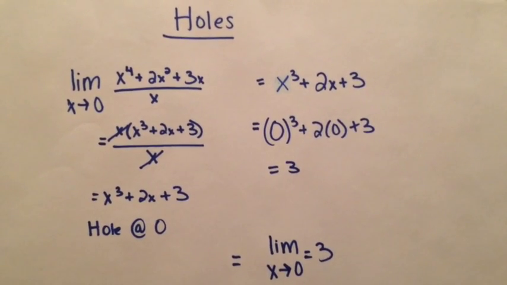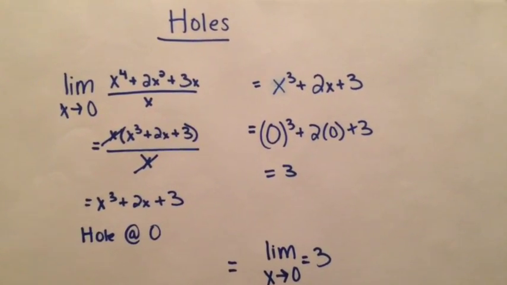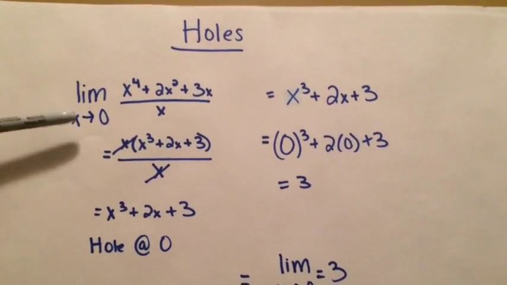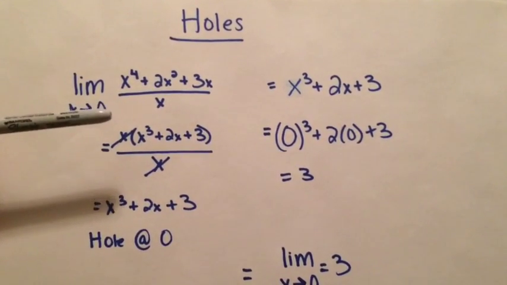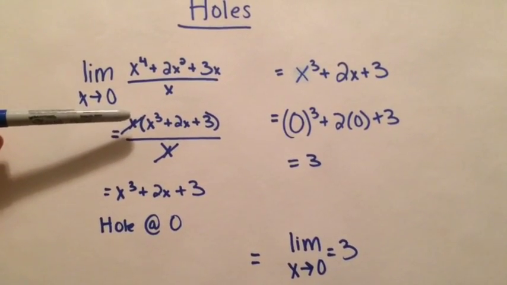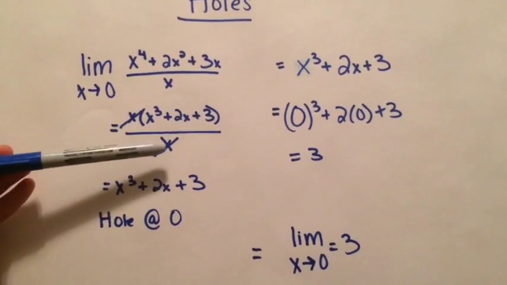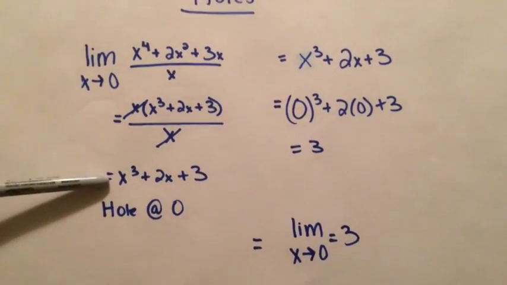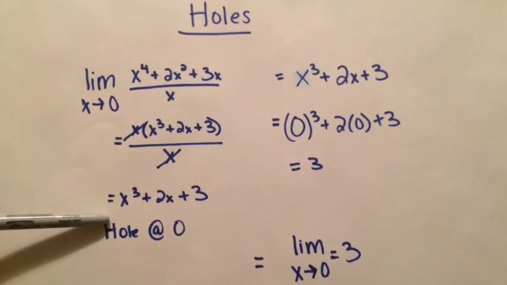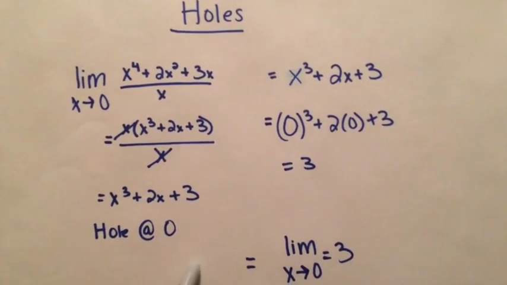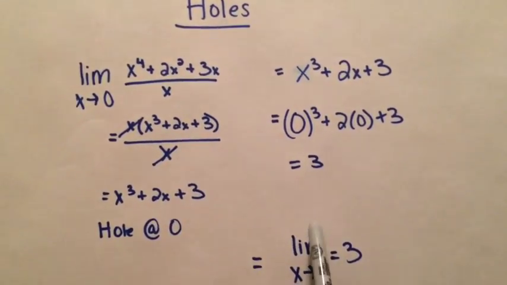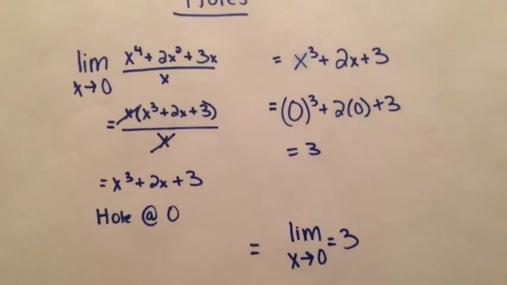Next is finding holes in limits. So if you have the limit as x approaches 0 of this equation, you could factor out an x and divide the x on top by the x on the bottom, so you would end up with x to the third plus 2x plus 3 with a hole at 0. Now you plug in the 0 that's left over into the equation, and you'll end up with 3. So the limit as x approaches 0 is 3.